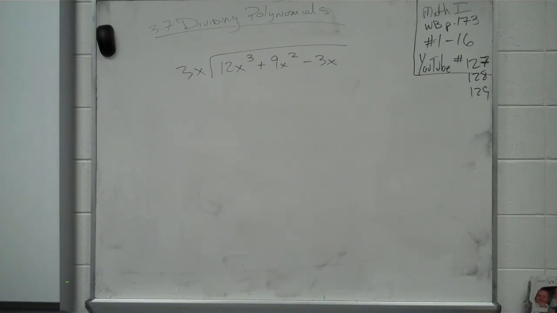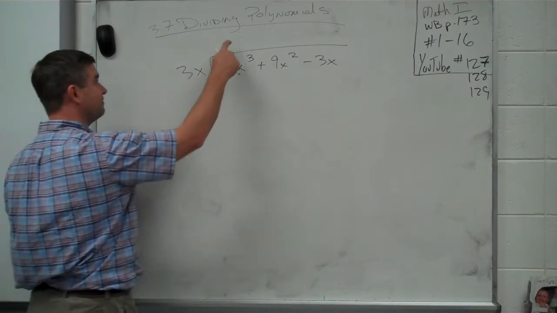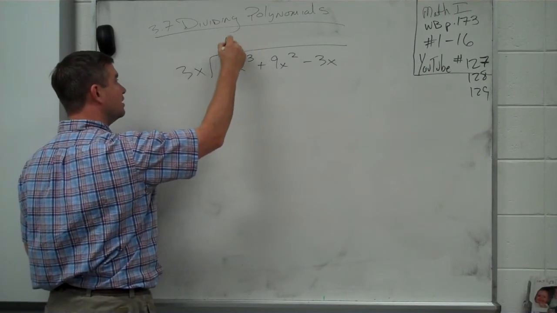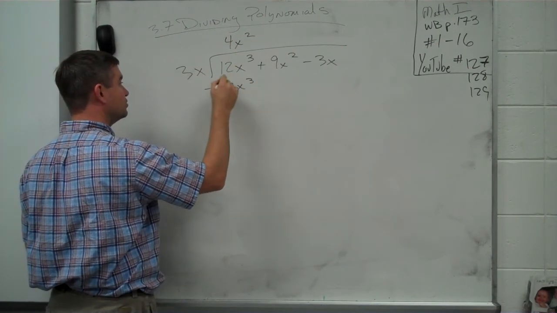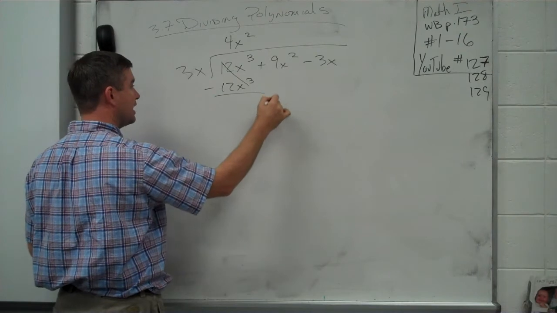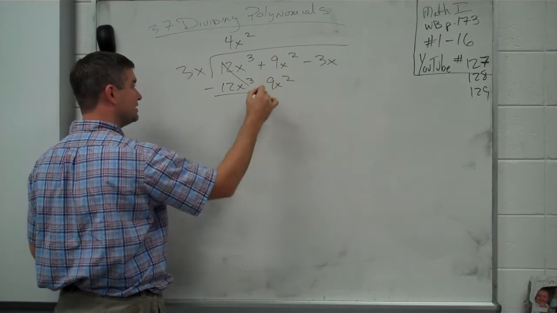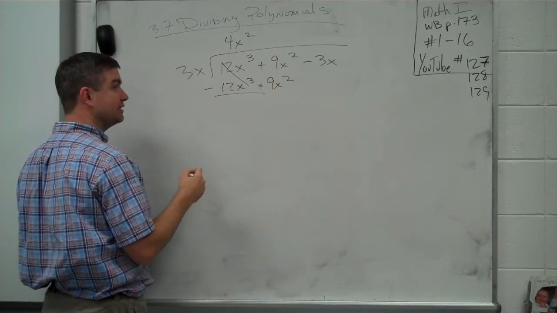So do you want us to write it to the side or keep it above the division line? Right on the top spot. All right, so let's do this one. What's the first value going to be? 4x squared. 4x squared times 3x is 12x cubed, right? You subtract and it just goes away. Then positive 9x squared is sitting there.